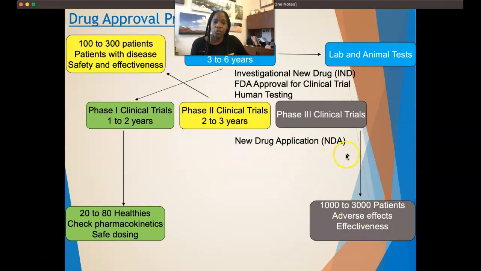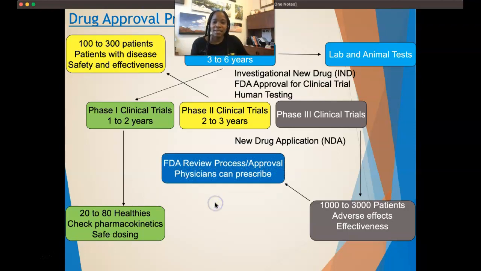Now you saw something else drop out, right? Because at this point, if we've gotten through phase 1 and phase 2, we're about 9 to 10 years into drug testing. So if we get to phase 3 and if we pass through phase 3, then we can finally submit for a new drug application. This is the application that we would submit to actually have the drug in its chemical structure and in its generic name now being marketed, right?